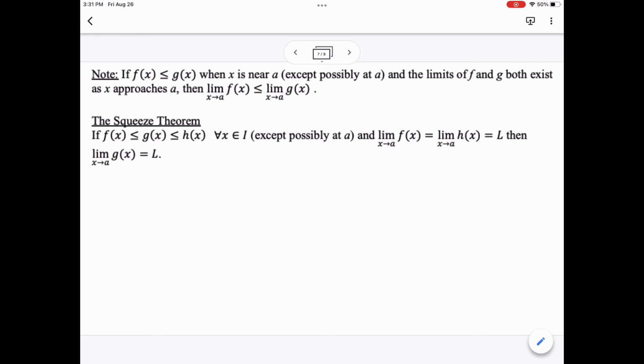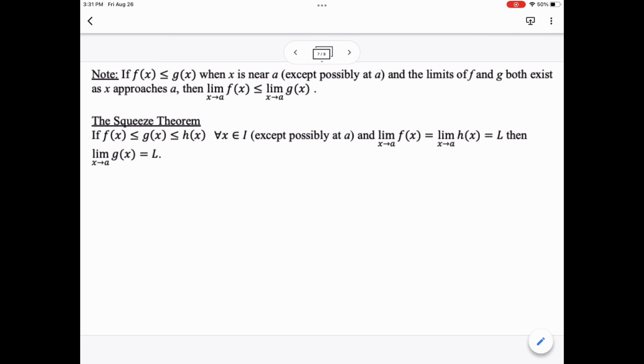Now the last thing we'll talk about here is something called the squeeze function. And so here you may have a function where direct substitution, and even looking at the graph, it's hard to pinpoint what your limit is approaching. And so we use something called the squeeze function to help us determine what that is.